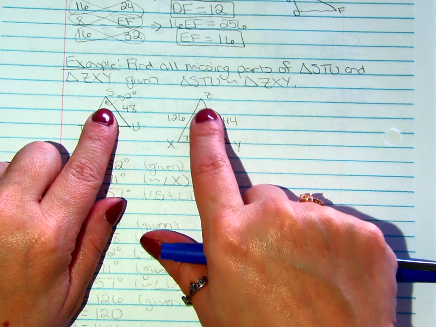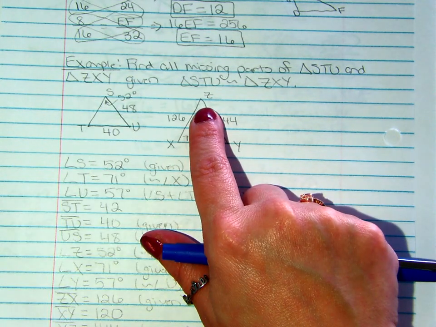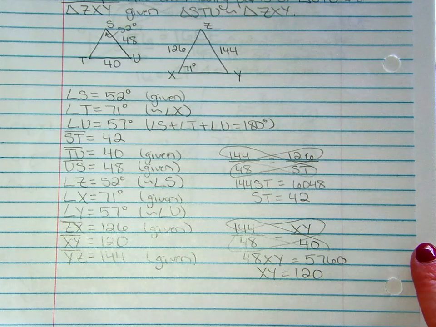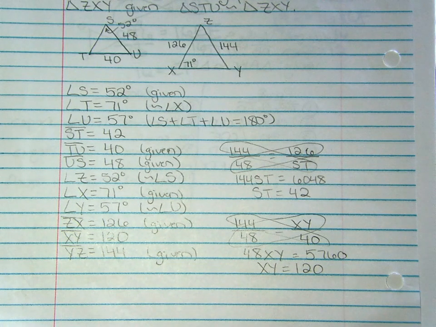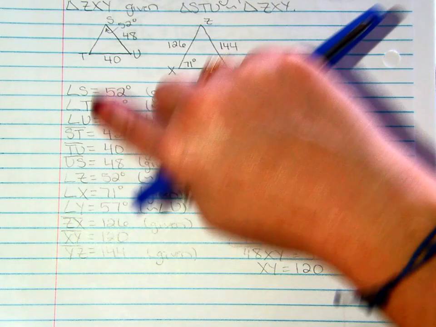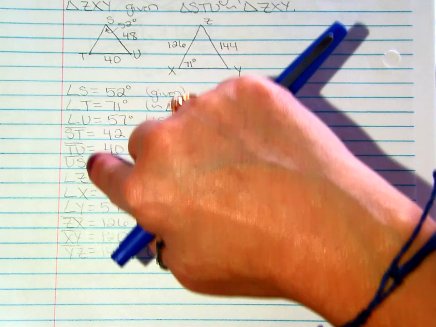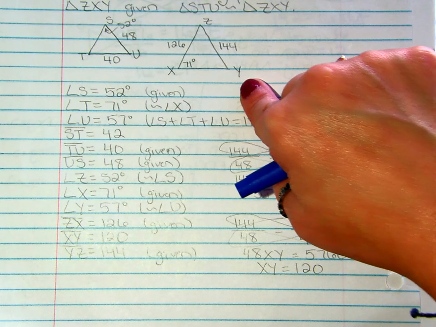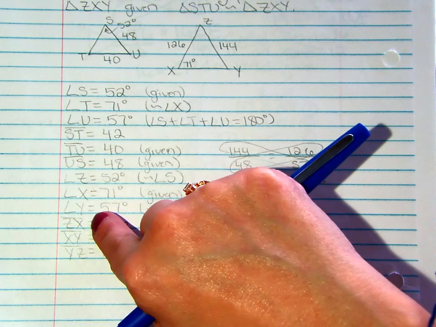But the way that I would approach this problem is I would list out every piece of information for my two triangles. I listed out my three angles for my STU triangle, and then I listed out my sides. Then I listed out every angle for my XYZ triangle, and then I listed out their sides. And I listed them out so that they would be corresponding.